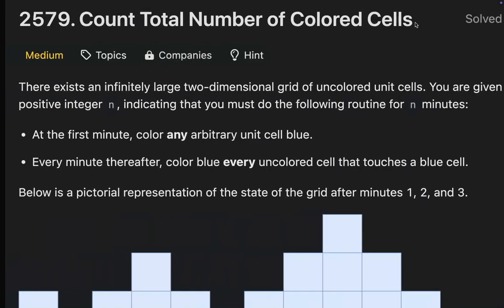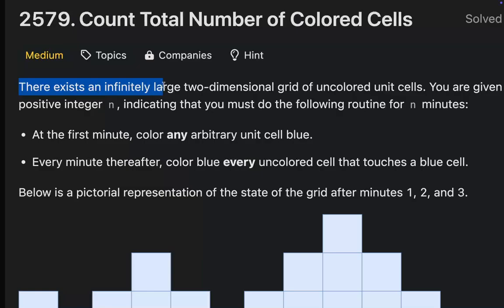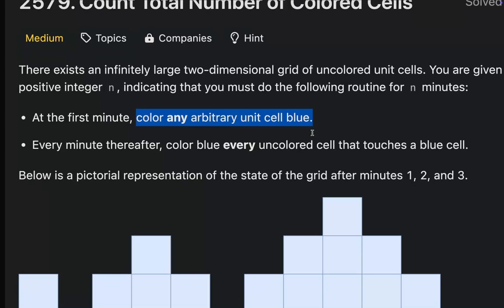Here we go. We have a question: count the total number of colored cells. There exists an infinitely large two-dimensional grid of uncolored unit cells. You are given a positive integer n, indicating that you must do the following operations for n minutes. At the first minute, color any arbitrary unit cell blue, then every minute afterwards, we need to color blue every uncolored cell that touches a blue cell.